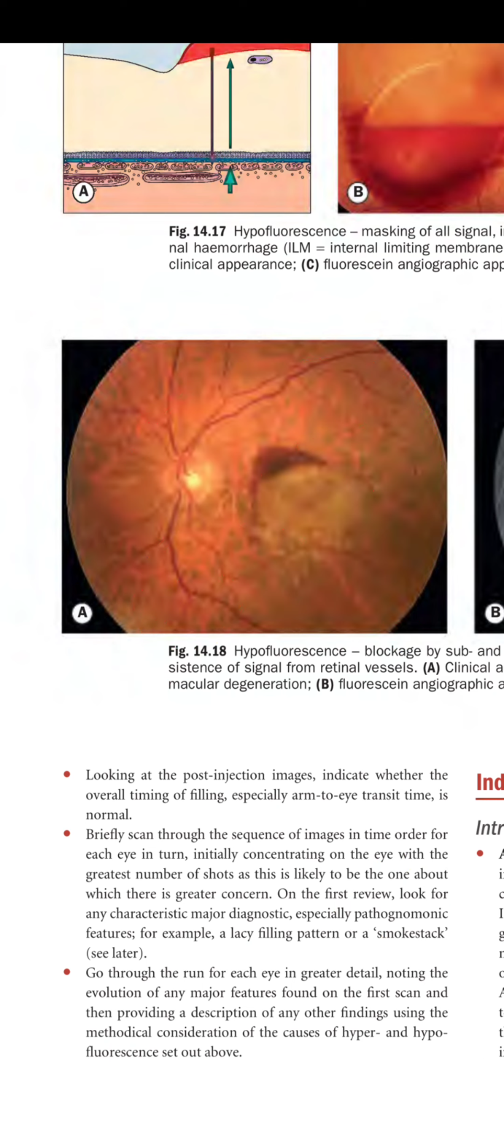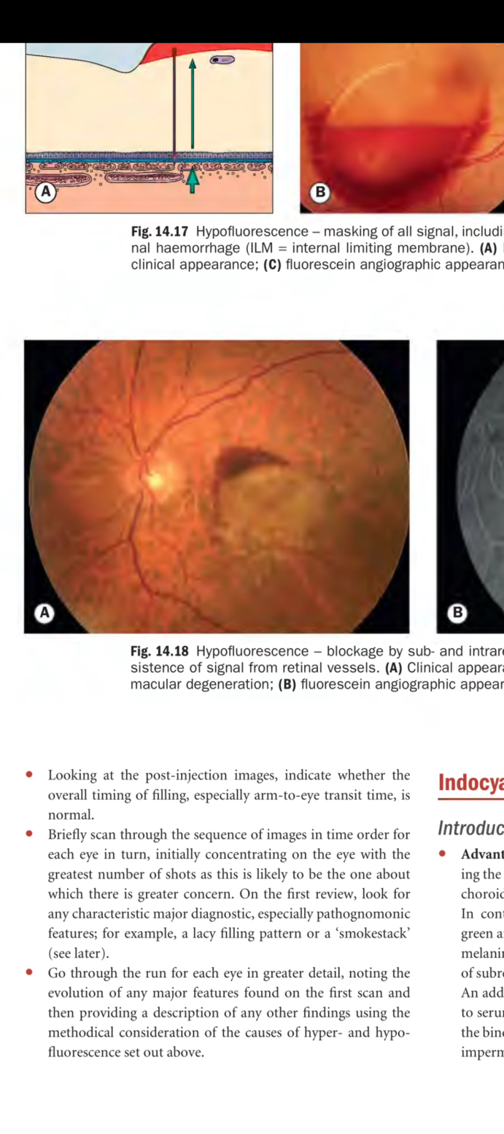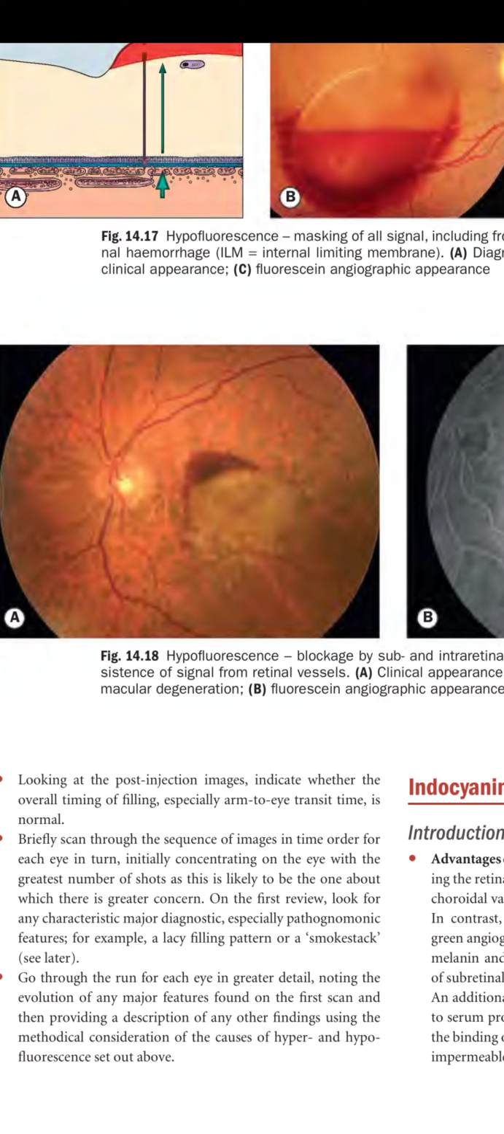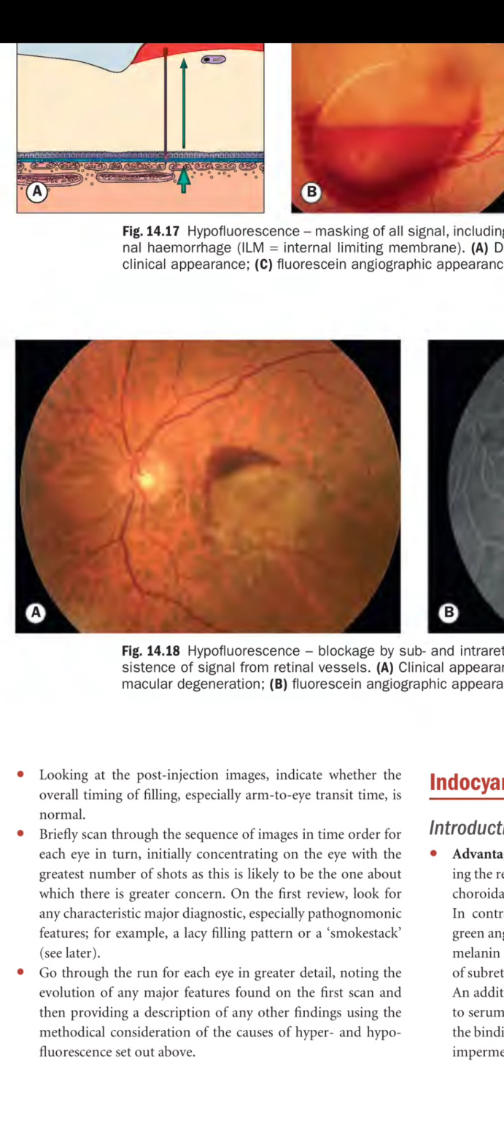Go through the run for each eye in greater detail, noting the evolution of any major feature found on the first scan, and then provide a description of any other findings using the methodical consideration of the causes of hyperfluorescence and hypofluorescence set out above.